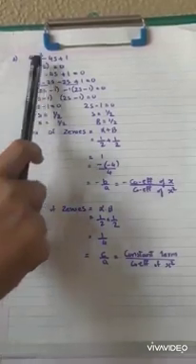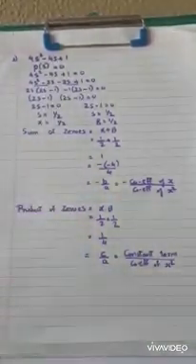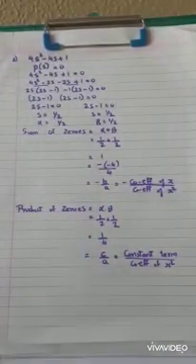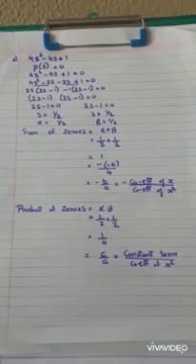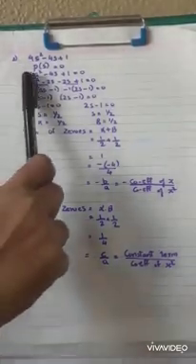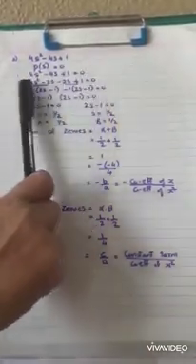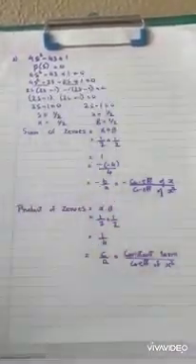Second sum is 4s square minus 4s plus 1. In this case, x is not given. In place of x, s is given. So now here we have to find out zeros. That means p of s equals 0. 4s square minus 4s plus 1 equals 0.